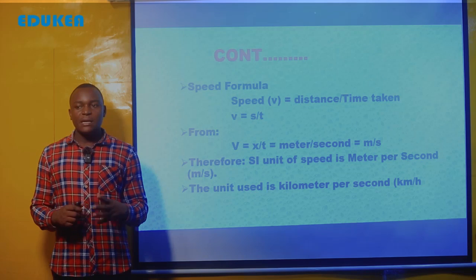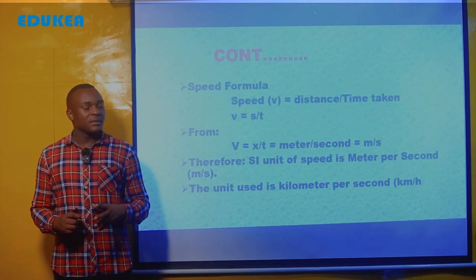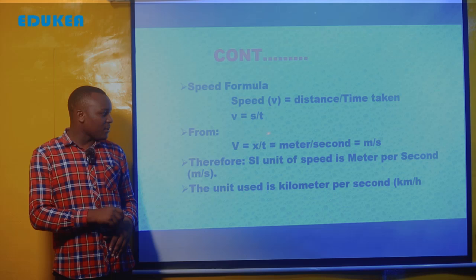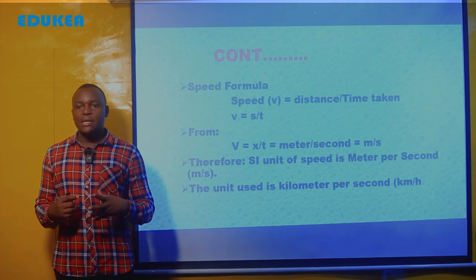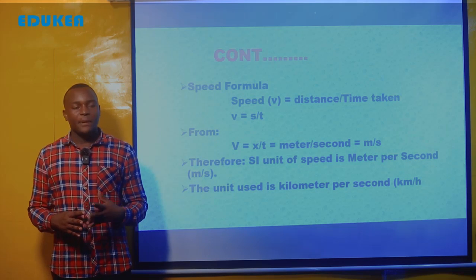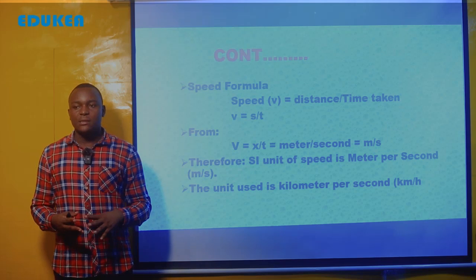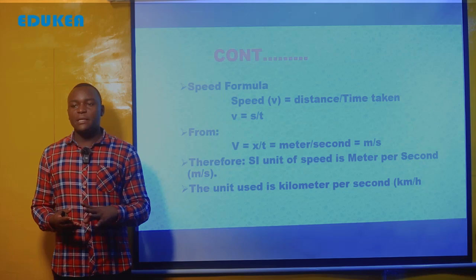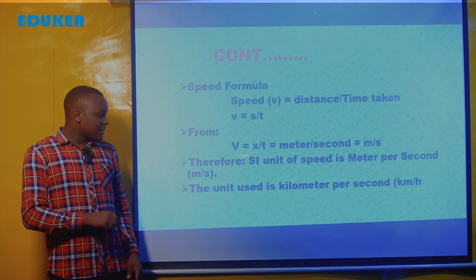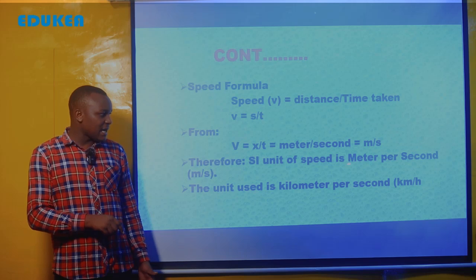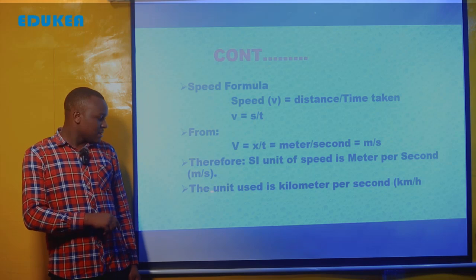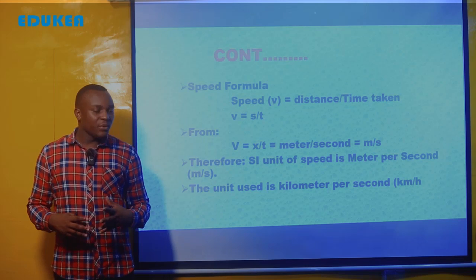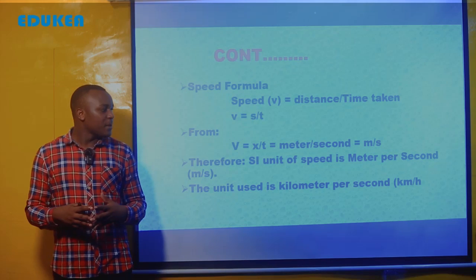So from v equals s over t, the SI unit of speed is meter per second, because we take distance and divide by time. Therefore, the SI unit of speed is meter per second. Another unit used is kilometer per hour. Sometimes we use kilometer per hour to express the speed. It is valid also.